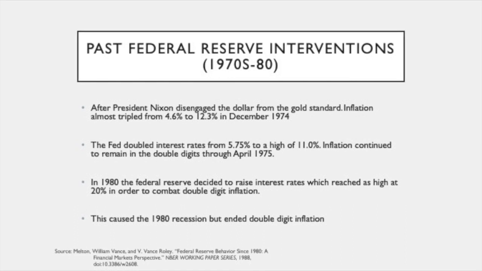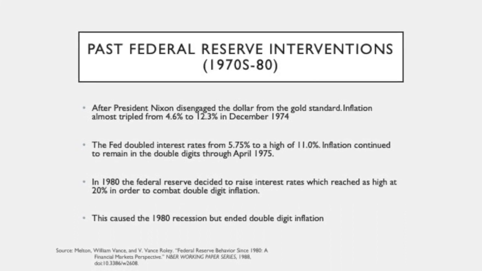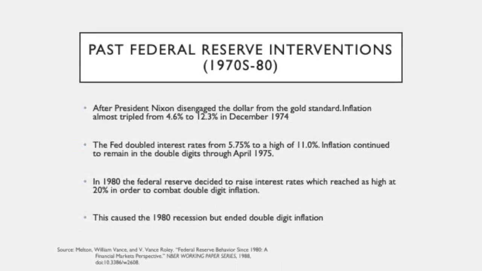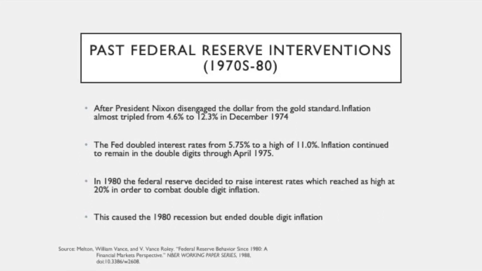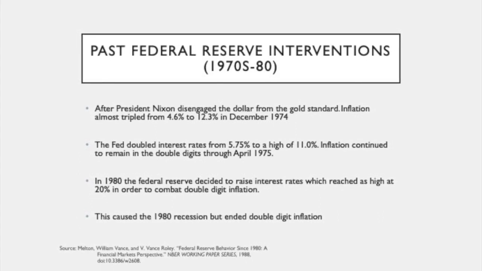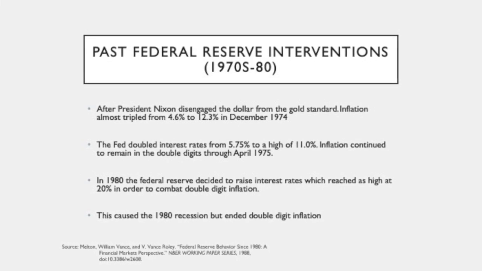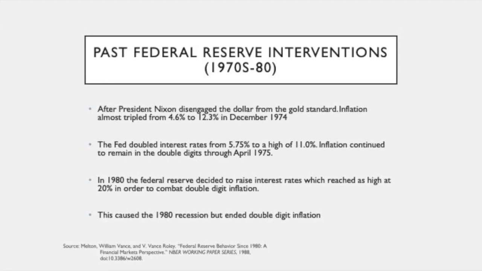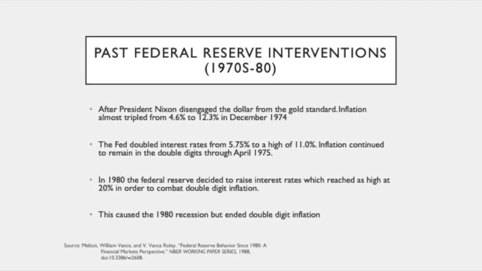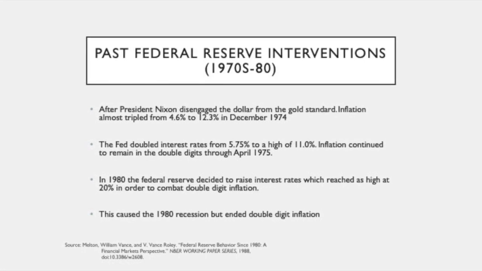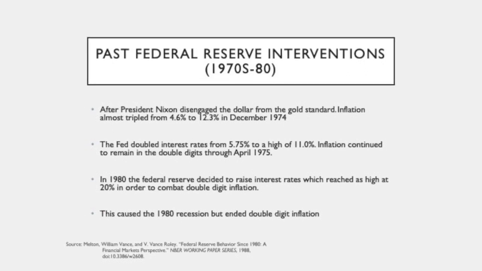So the Fed decided to double their interest rates from 5.75% to a high of 11%, and inflation continued to remain in double digits through April 1975. Inflation was getting so bad that in 1980, the Federal Reserve decided to raise interest rates, which reached as high as 20% in order to combat double-digit inflation. But this ended up causing the 1980 recession, but it did end double-digit inflation.